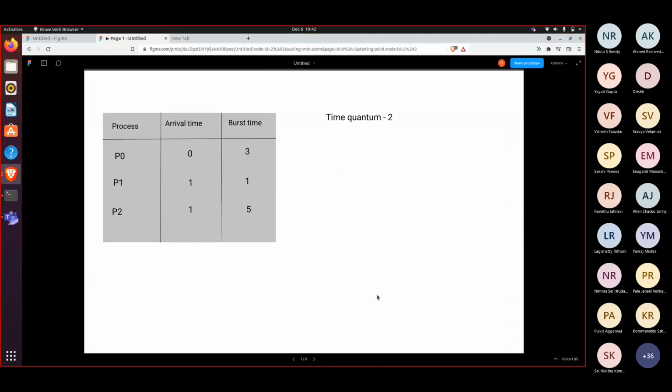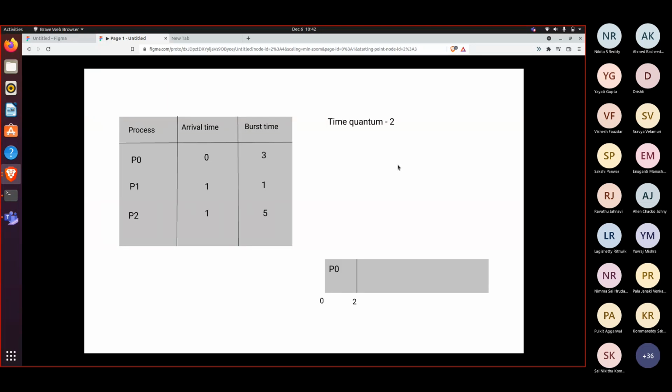Here we have three processes, namely P0, P1, and P2, and the arrival time and the burst time are given. P0 is the only process arriving at time 0. So we have P0 scheduled at time 0 and it runs till 2 units of time because the time quantum is given as only 2 units, right?